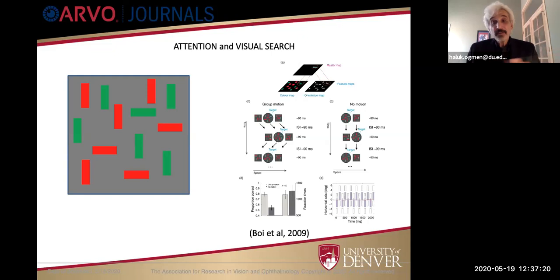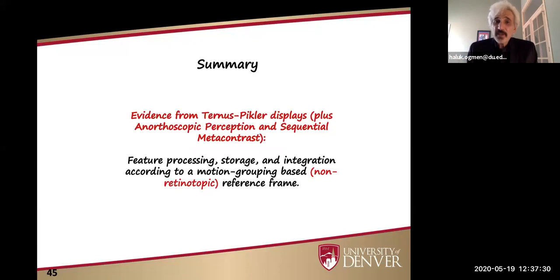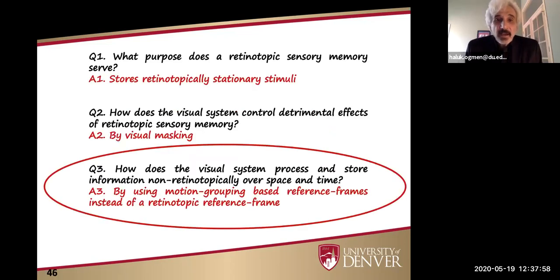So this new reference frame coordinate system that we have discovered is quite general, and it applies to various visual processes. To summarize then, evidence from Ternus-Pikler displays plus the other experimental paradigms that I haven't shown today indicates that feature processing, storage, and integration are carried out according to motion grouping-based reference frames. And motion grouping-based reference frames, by definition, are non-retinotopic reference frames.